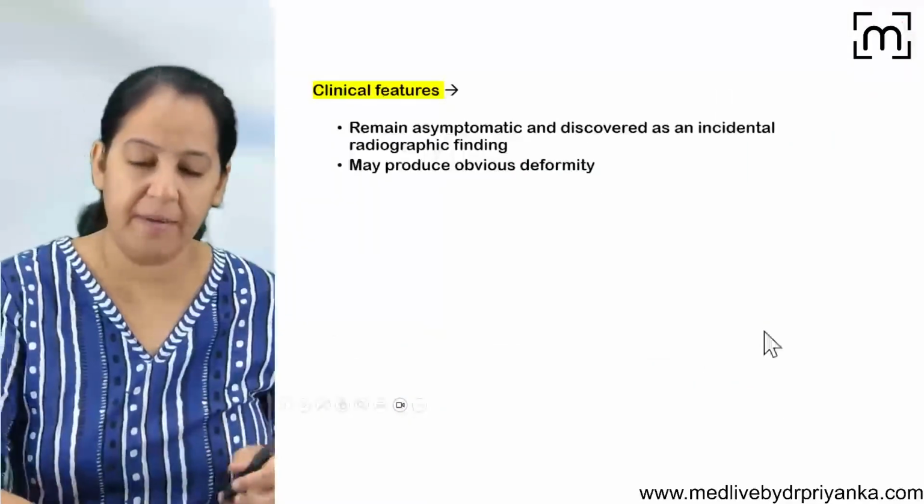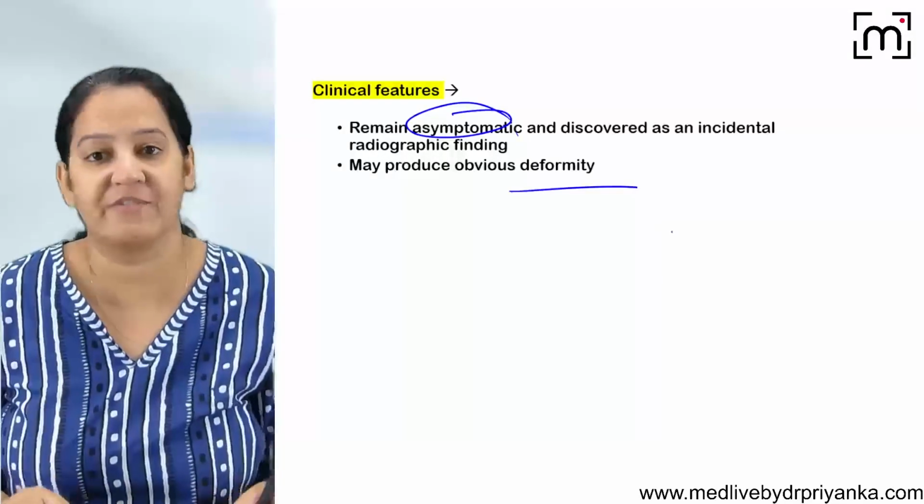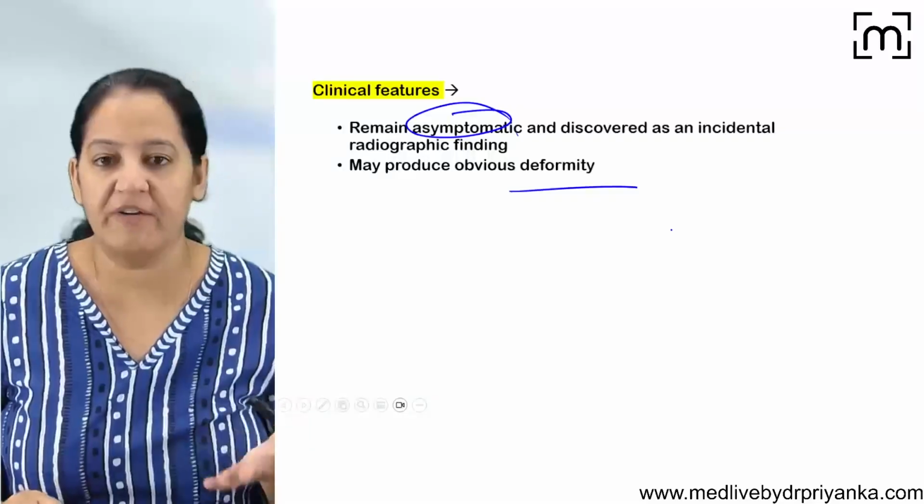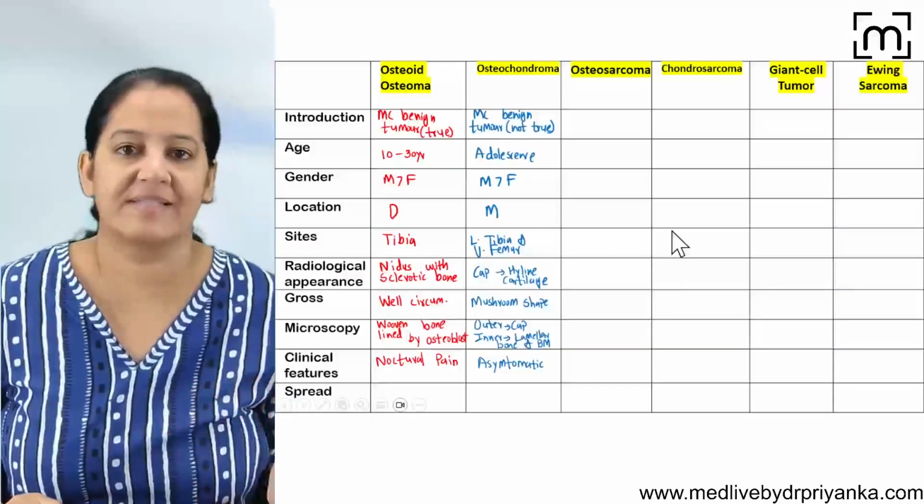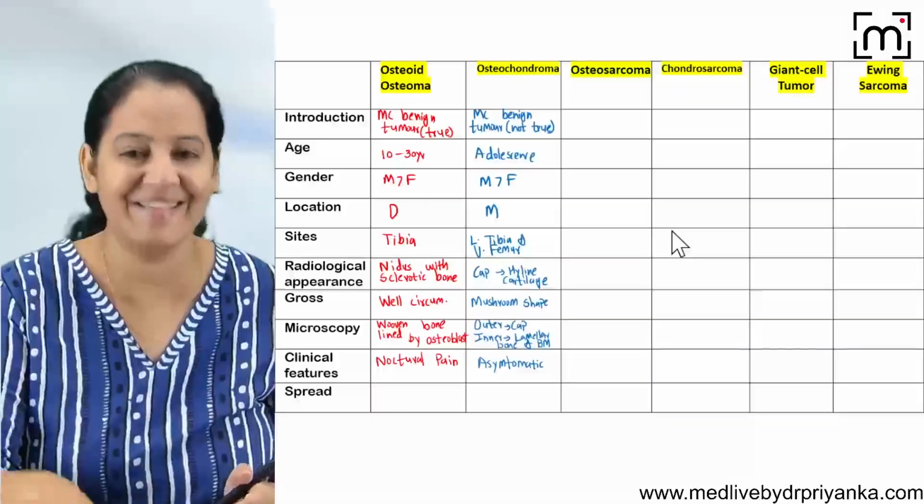This is the microscopy. Coming on the clinical features, it is usually asymptomatic, but sometimes it can produce deformity. If it is very big, outer deformity can be seen in the form of a cap or protuberance like that. So this is the clinical feature. We are done with this also. So let's revise it very quickly. Can we revise it together?